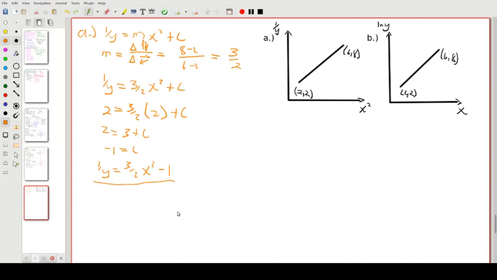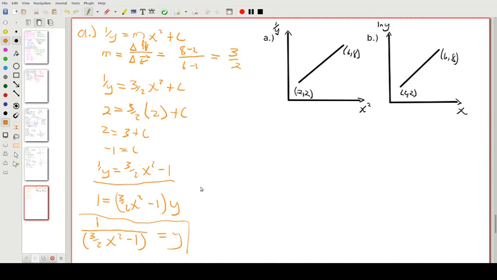Now we have to get it in the form of y equals and in the form of x equals. So let's start with y equals. To get it in the form of y equals, we need to make y the subject of the formula. And the first thing I think we want to do is get rid of the fraction. So we'll multiply both sides by y. That'll give us 1 equals 3 over 2 x squared minus 1, all of this times y, and to get y by itself we'll just divide by this bracket. So 1 divided by this bracket, 3 over 2 x squared minus 1 equals y, and there we have our answer in terms of y.